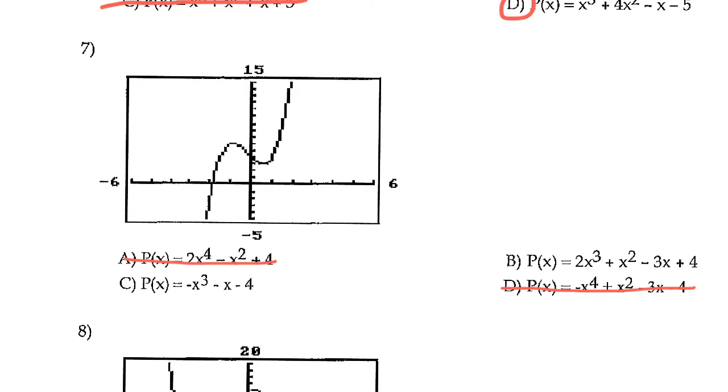And if we look at the dominant term of C, it has a negative odd degree, and a negative odd degree should be the more we go to the right, the more it should drop off. So that doesn't happen here, so it is not C, and the answer then is B.